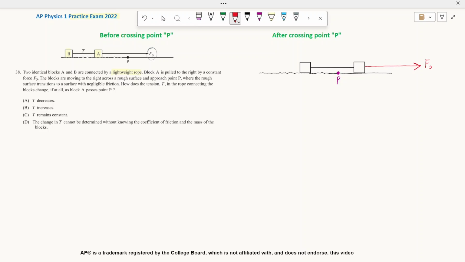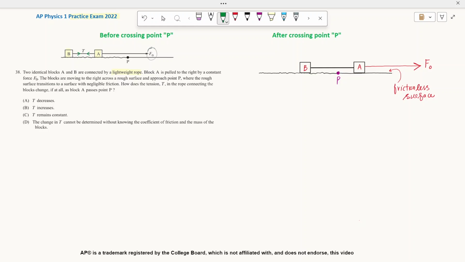Okay. So I have shown you the two diagrams. In the first diagram, the block A has not crossed the point B. In the second diagram, the block A has crossed the point B and now it is moving on a frictionless surface. But remember that the block B is still moving on a rough surface. So in this question, we have to compare the tension in the string, which is applied on the block A in this direction and on the block B in this direction.